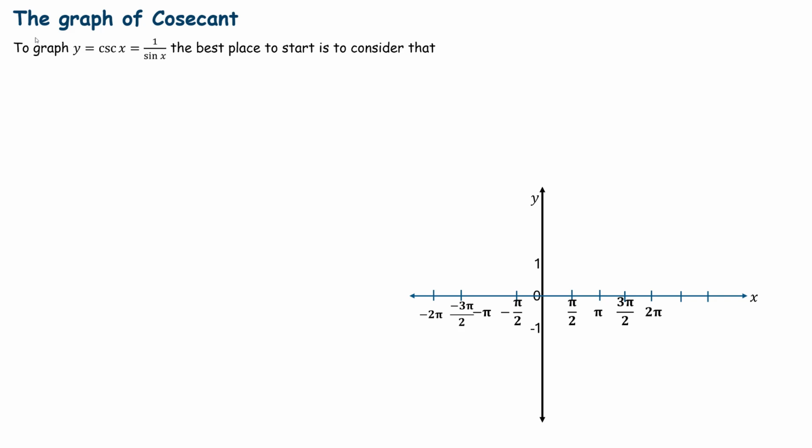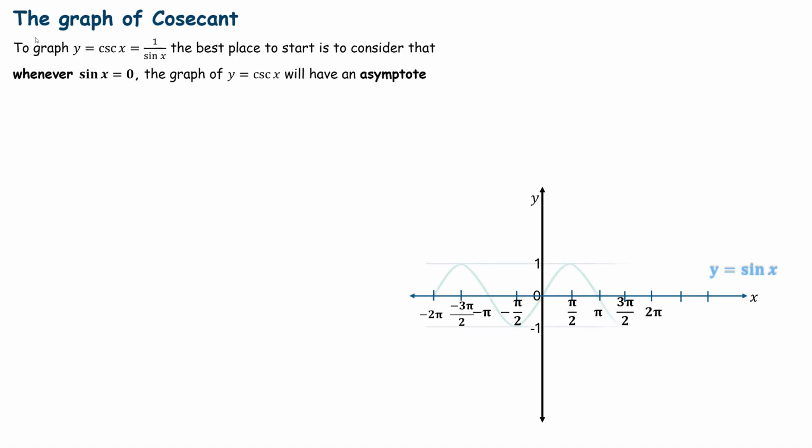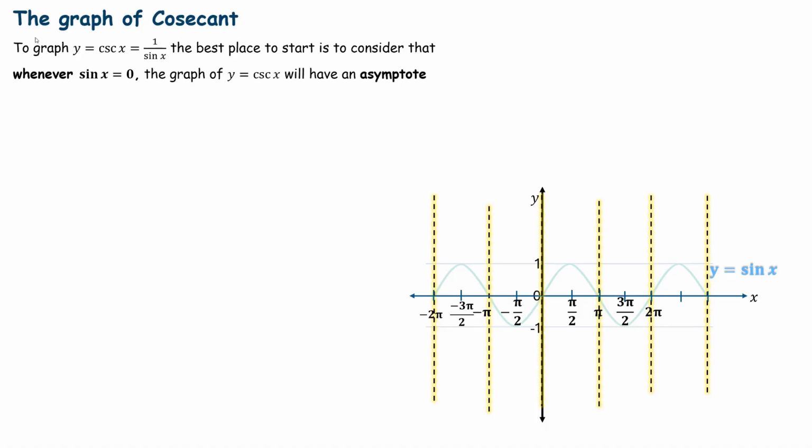The graph of cosecant, y equals cosecant x, is just the graph of 1 over sine x. So the best place to start is to remember that whenever sine x is 0, the graph of cosecant is going to have an asymptote. If you look at the sine graph right here, you can see where it hits the x-axis. That is when its value is 0. And at any of those places, the cosecant graph is going to have an asymptote.